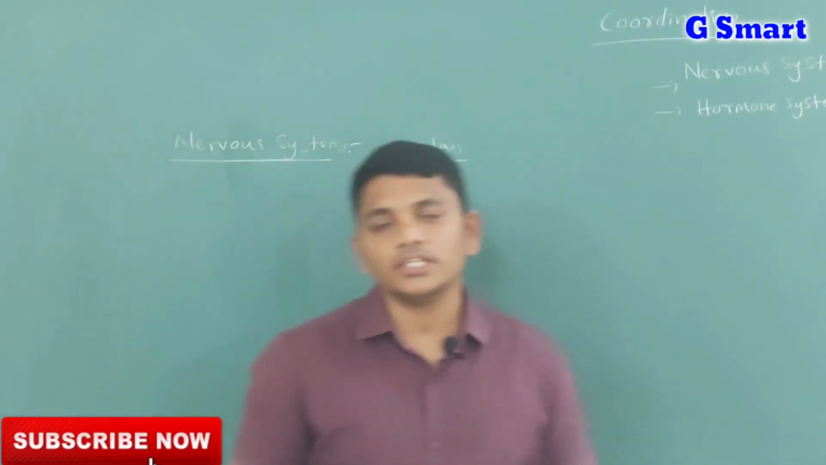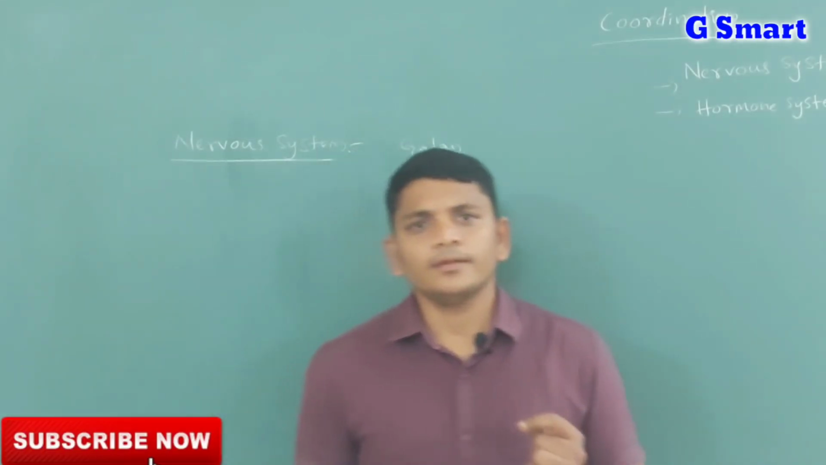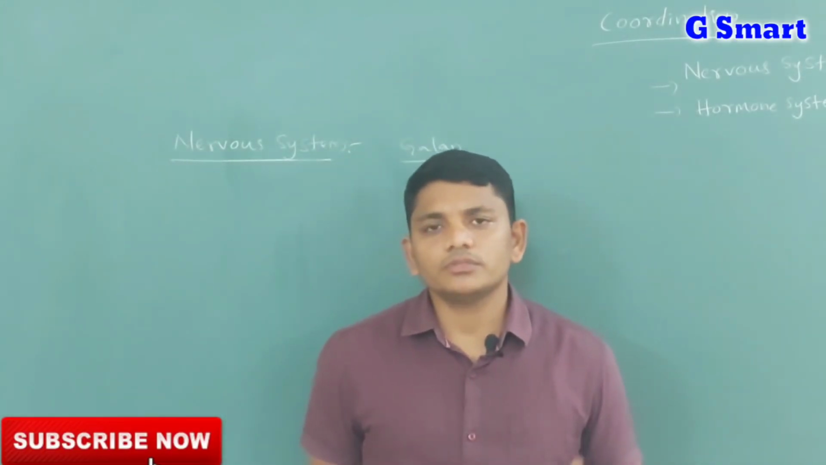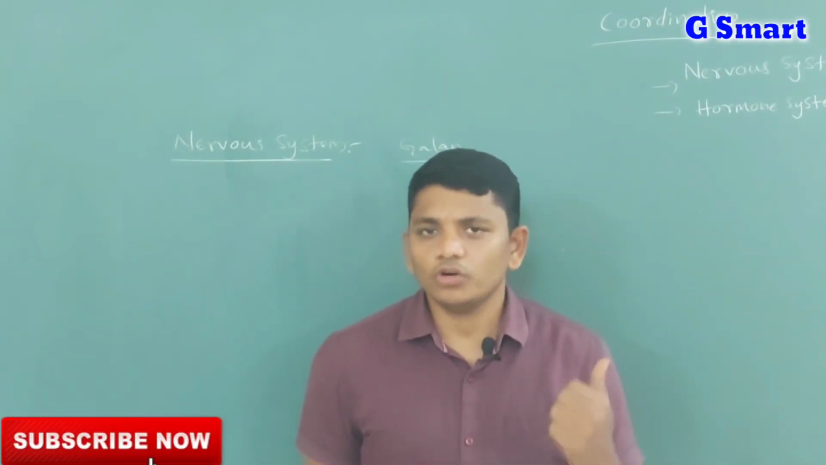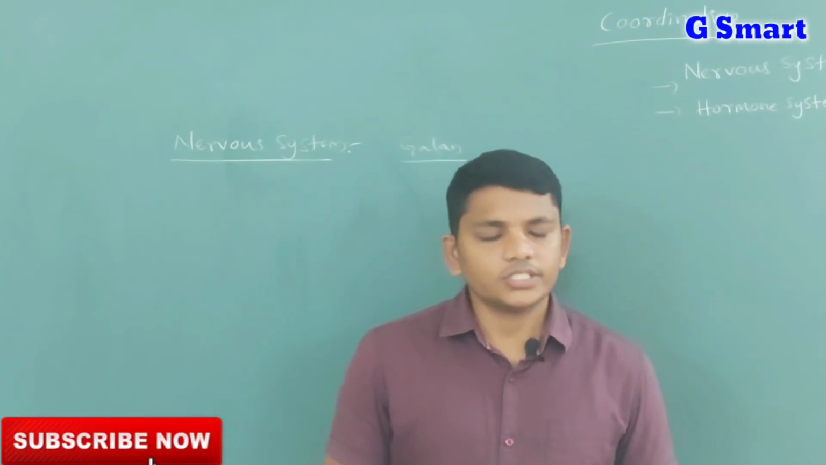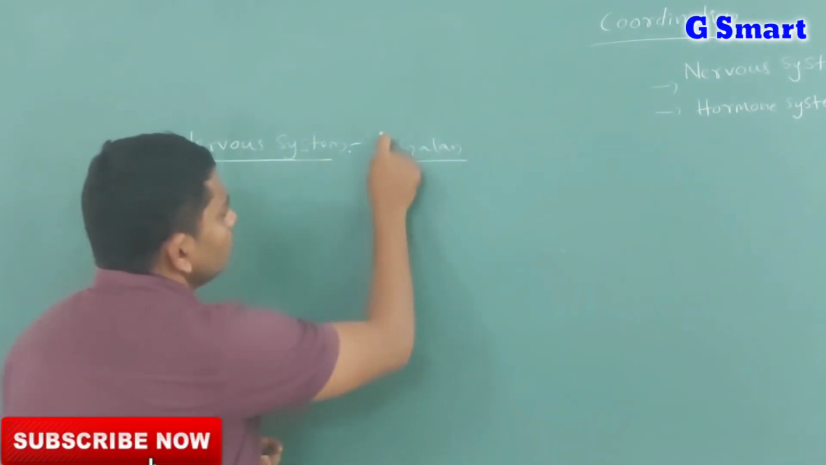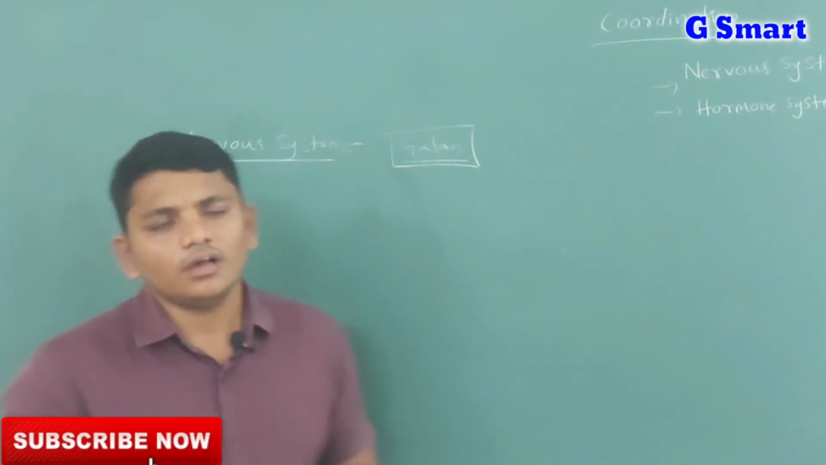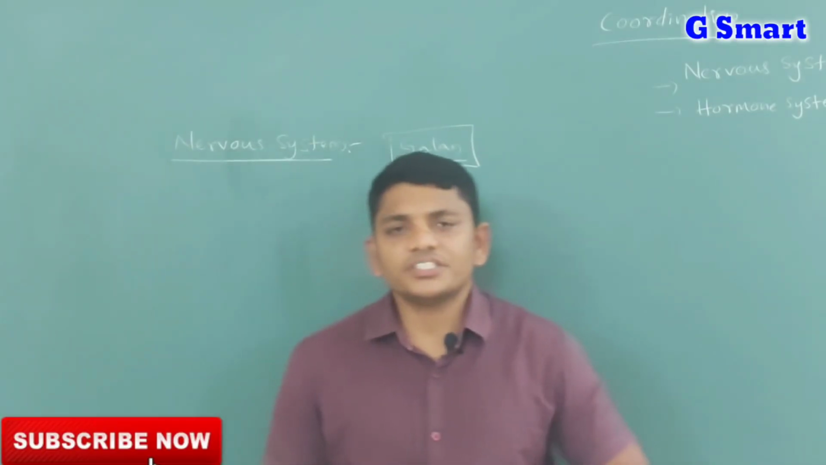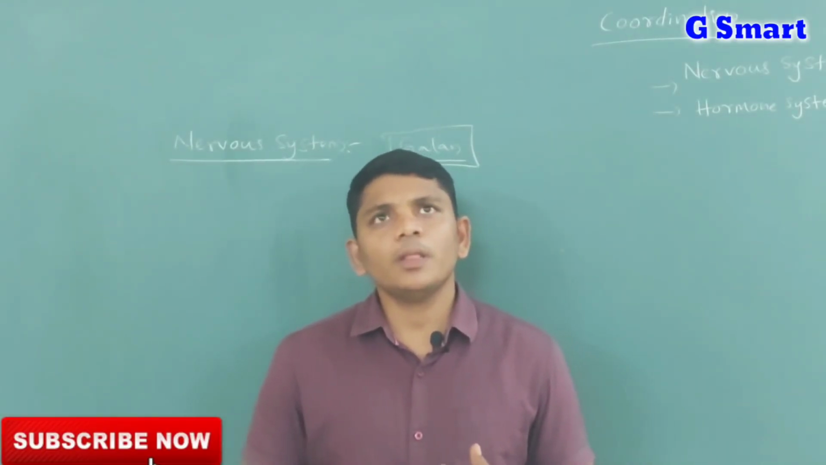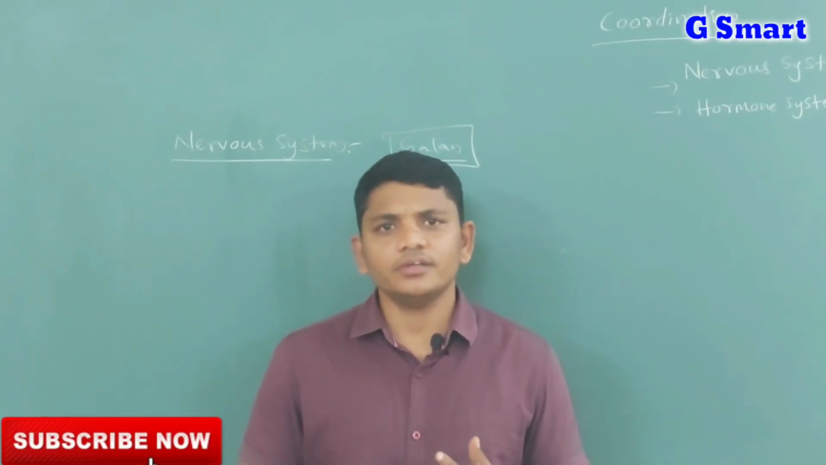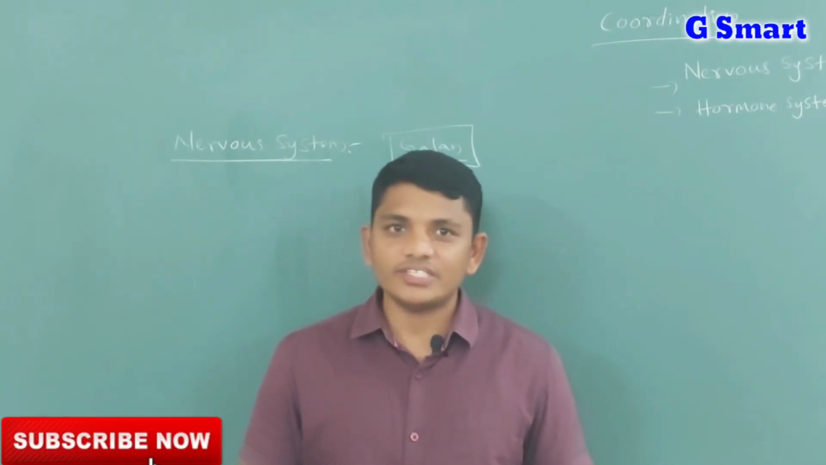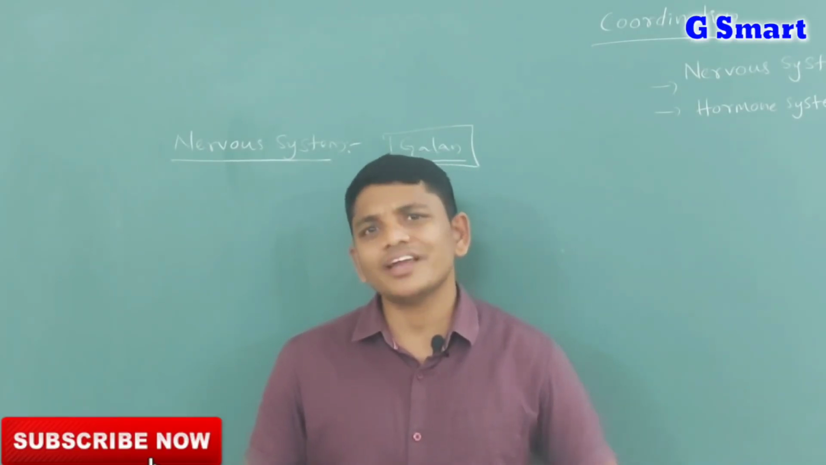He is a scientist who told us that nerves are mainly of two types. First one is sensory nerve and second one is motor nerve. Clear? Next, we have to discuss some scientists mentioned in our textbook. First one, Stephen Hales and also Leonardo da Vinci. These are two scientists.